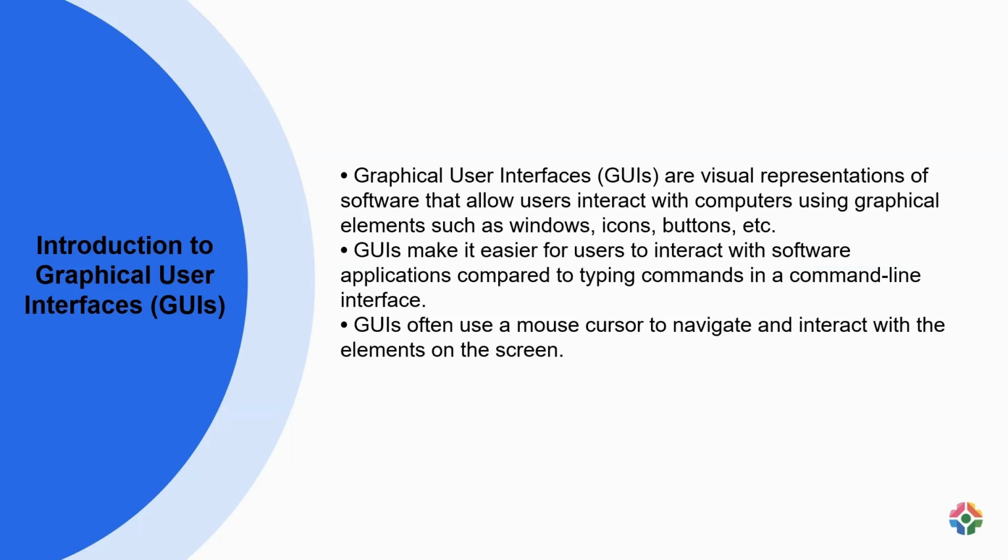GUIs commonly utilize a mouse cursor for navigating and engaging with on-screen elements. For instance, in a web browser, users can click on buttons and links to browse web pages, demonstrating the convenience and intuitiveness of GUIs in everyday computing tasks.